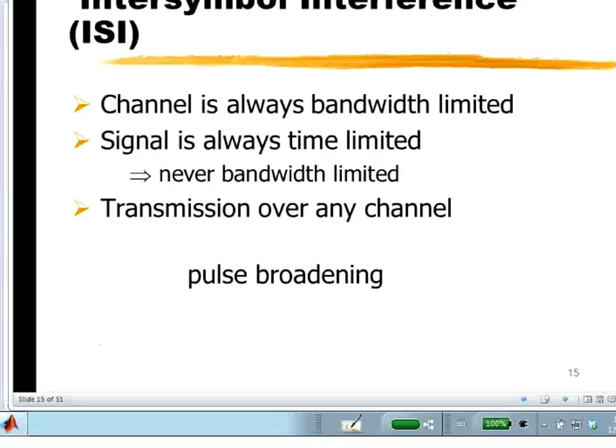And the signal, of course, is always time limited, so it's never bandwidth limited. That means that I'm always trying to force through a signal which is essentially of infinite bandwidth through a channel which is always of finite bandwidth, which should lead to pulse broadening. Of course, it's all a question of degree. To which degree will I get pulse broadening? First of all, I'm going to show you why it is that this gives you pulse broadening, and then I'll try and show you how to quantify how much pulse broadening you get from this effect.